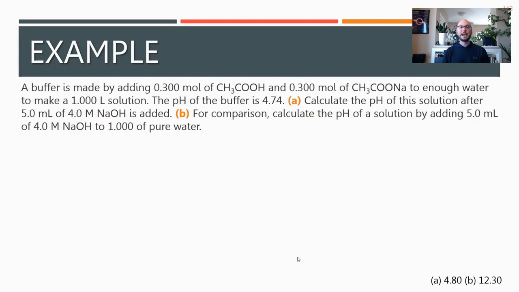A buffer is made by adding 0.3 moles of acetic acid and 0.3 moles of the ion version of this to enough water to make 1 liter of solution. The pH of the buffer is 4.74. We are going to first calculate the new pH of the solution after 5 mL of 4 molar sodium hydroxide is added. And then we're going to see how much the pH would change if we added that same amount of hydroxide to pure water, to see how much a buffer solution can control the pH.